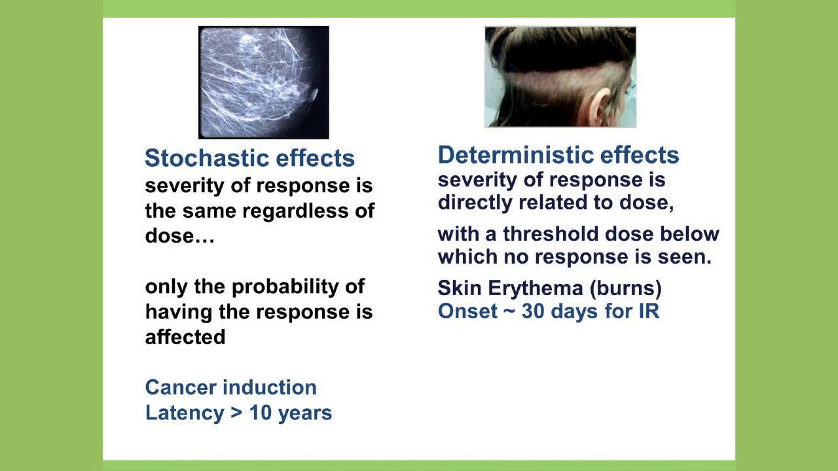A deterministic effect is where the severity of response is directly related to dose, and there's a threshold below which there is no response. A great example here would be skin erythema or the loss of hair, for example, with, in the picture on the right, it was caused by a CT protocol that was not correct. Sort of a famous picture. And so you would have a certain level of onset. It would be a very, very high dose. You would have a direct and deterministic effect that you can quantify.